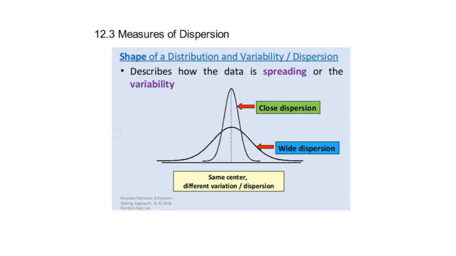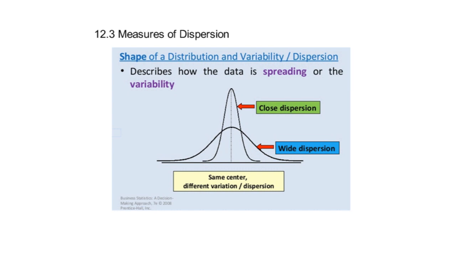In 12.3, we will learn about the measures of dispersion. Let's take a look at this graph. It shows the shape of the distribution and the variability or dispersion of the data. We have one graph that is low and wide. That's considered a wide dispersion, meaning the data set is spread out further apart.